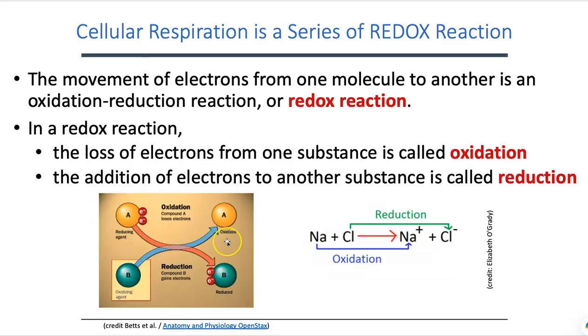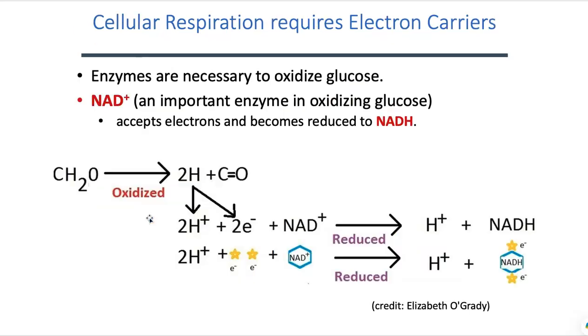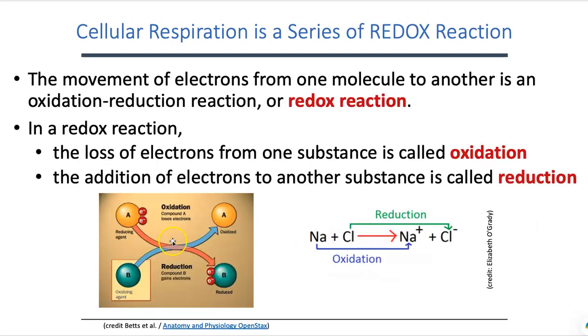It's going to lose electrons, just like here, sodium loses the electrons. So in aerobic cellular respiration, that starting reactant of glucose will be oxidized. If something's oxidized, something's going to have to be reduced. So the question is, what's going to accept those electrons? And the answer is oxygen.